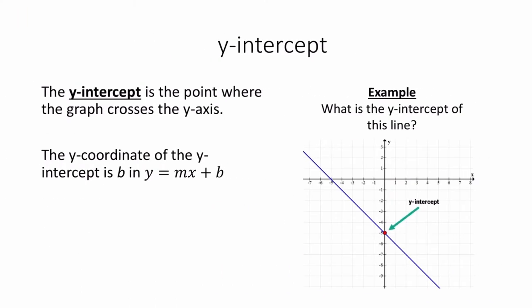So what about the y-intercept? The y-intercept is the point where the graph crosses the y-axis. You can also think about this as an intersection point. The y-intercept is where the graph intersects the y-axis. The y-coordinate of the y-intercept will be the value of b in y = mx + b. So let's look at this graph and figure out the y-intercept of this line. Notice that it crosses the y-axis at -5. That'll be the point (0, -5). So that y-coordinate, -5, is going to be the value of b if we were going to write an equation. We would use b = -5.